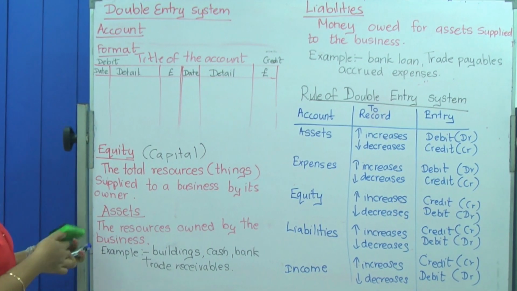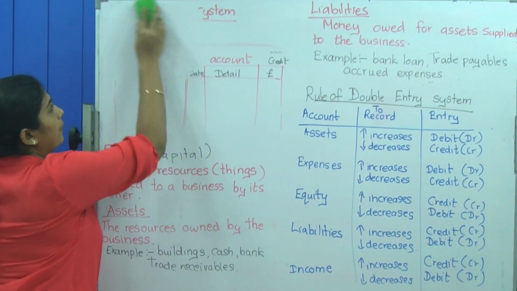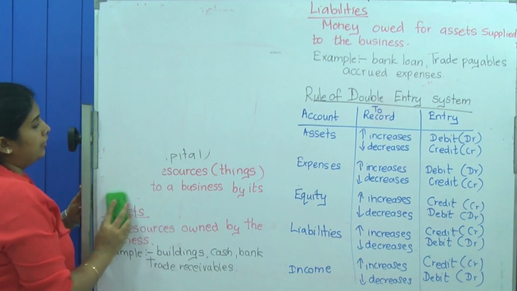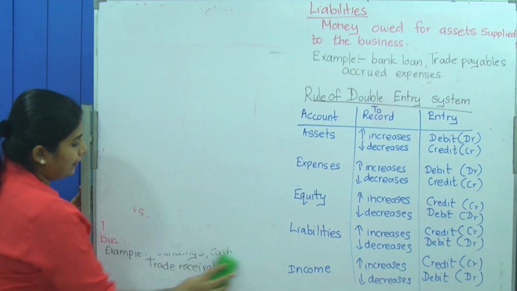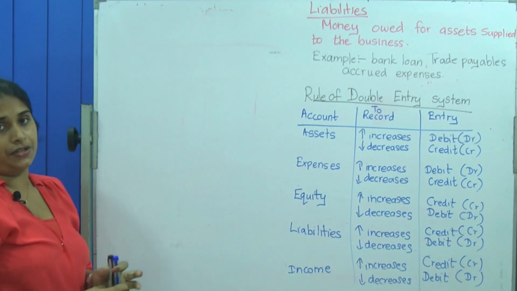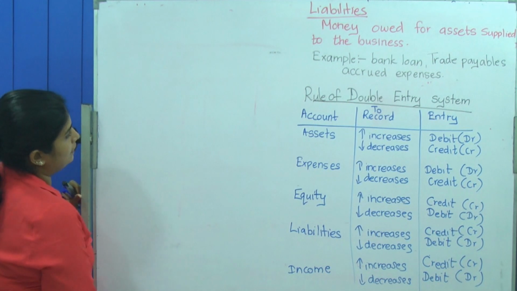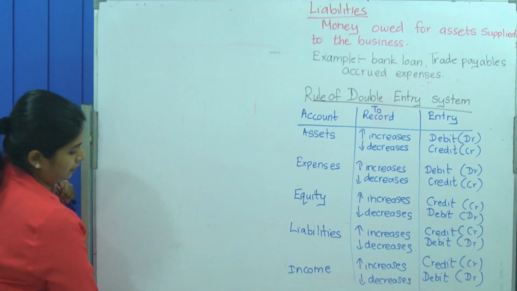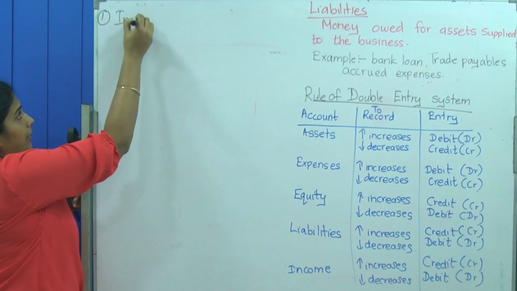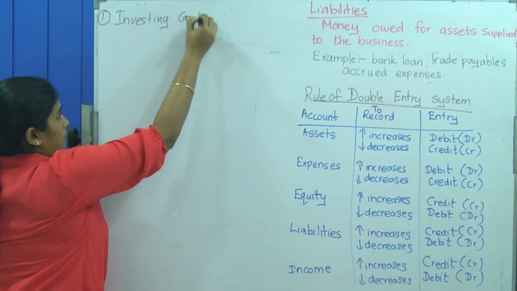When you are doing day-to-day business, there will be lots of transactions that you have to record in the T accounts. But as a summary, I have gathered 15 transactions which will be coming in your syllabus. So the very first transaction will be investing capital or equity.